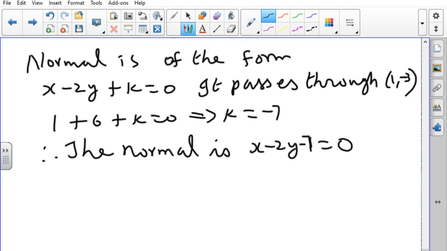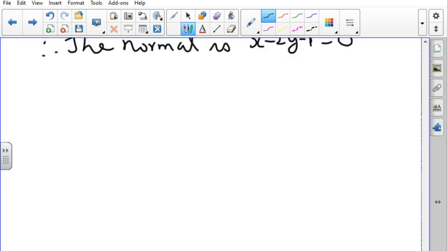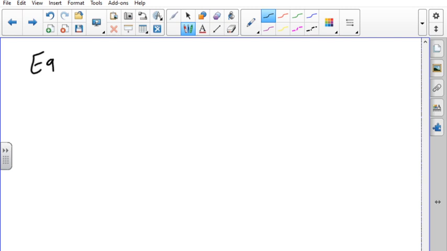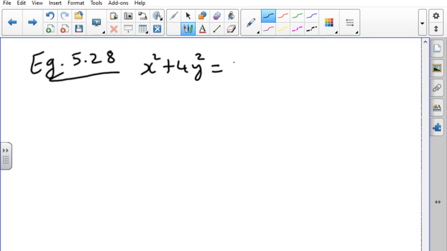Okay, now coming to the next example, example 5.28. Find the equation of tangent and normal to the ellipse x square plus 4y square is equal to 32 when theta is equal to pi by 4. Here in your book, 2 methods are given. First method we need not follow. We will follow the second method, which is similar to what we did in the 6th question.